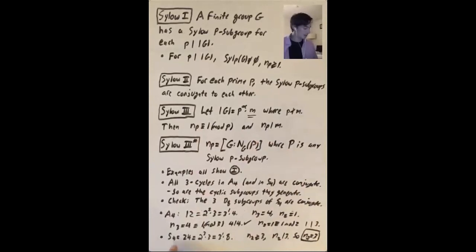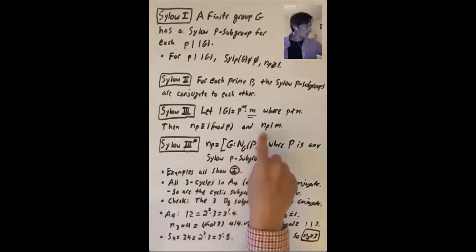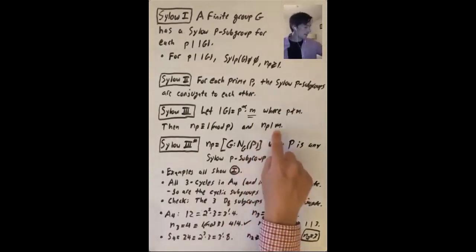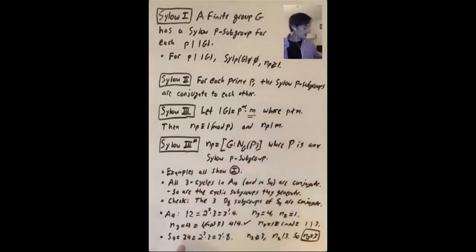What about S4? 24 is equal to 2 cubed times 3, or it's equal to 3 to the first times 8. Let's look at this Sylow 2 subgroup case. What do we know about n_2? We found 3 different subgroups of order 8. So n_2 is at least 3. What this theorem tells us is that n_2 divides m. And when we write the order of this group as 2 cubed times 3, m is 3. So that means n_2 has to divide 3. So once we've found 3 different Sylow 2 subgroups, we know that we've found them all, that it's not possible to have more than 3.